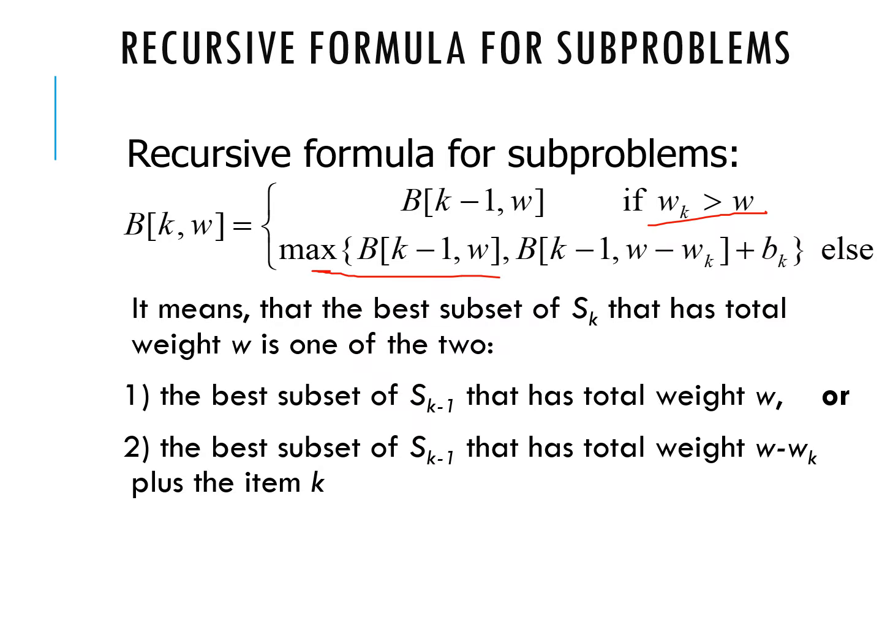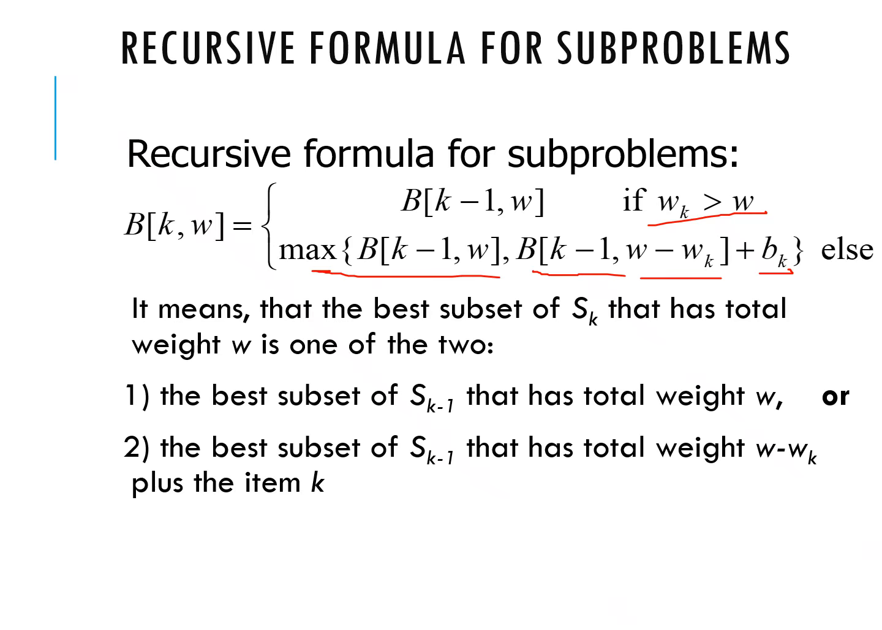So this would be the previous solution, and if you pick the item, then the kth item's benefit is added to the k minus 1th solution, where the remaining capacity would be w minus wk. It means that the best subset of Sk that has total weight w is one of the two: the best subset of S k minus 1 that has total weight w, that is the first scenario, and the best subset of S k minus 1 that has total weight w minus wk, plus the item k. That is this one and this one.